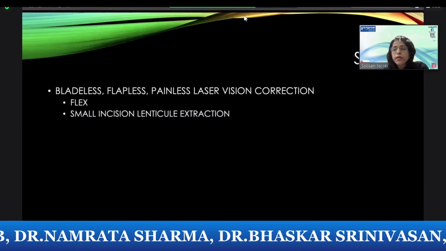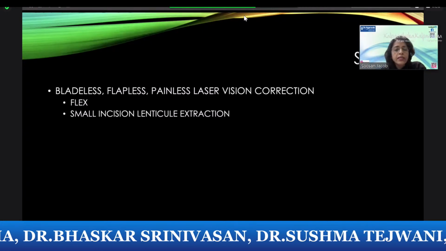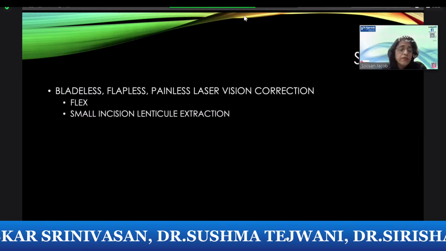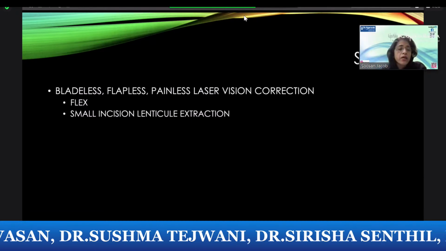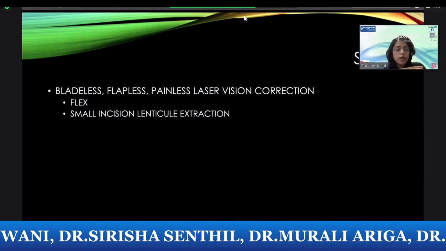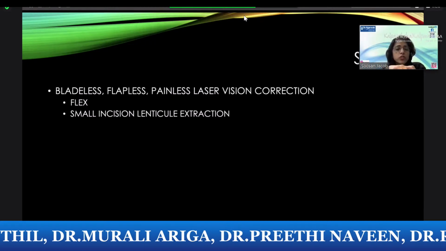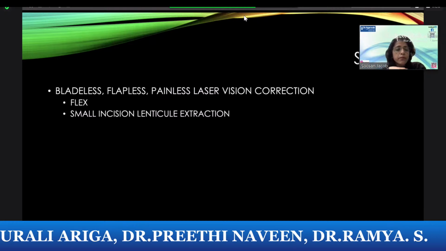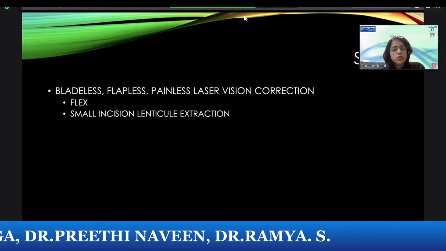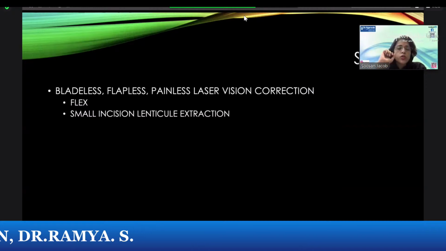But then you have the SMILE procedures, which completely get rid of a flap. You do it based on a cap. And FLEx is again a flap based procedure where it's purely femtosecond laser. You have a flap that is lifted up, and then, as Dr. Ramya had shown, you have a lenticule that's also cut with a SMILE machine or with a femtosecond laser machine. This lenticule is extracted and the flap is replaced back. So there's no excimer laser ablation at all that happens in FLEx and small incision lenticule extraction.